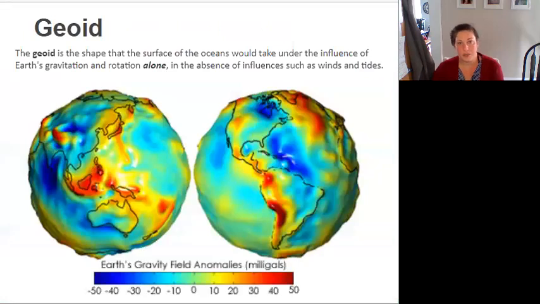A geoid is the shape of the Earth's surface that the oceans would take with only gravity and rotation, without the influence of wind and tides. The surface of the geoid is higher than the reference ellipsoid whenever there's a positive gravity anomaly, and lower than the reference ellipsoid wherever there's a negative gravity anomaly. And these anomalies arise from the different mass distribution of the Earth. You can see how measuring from one point gets a little complicated.